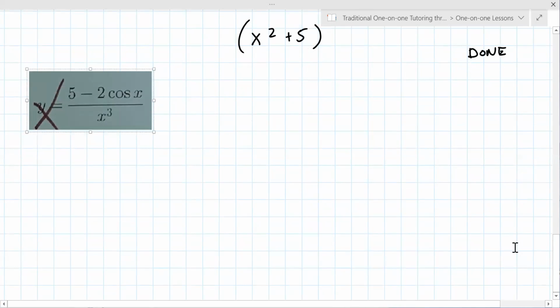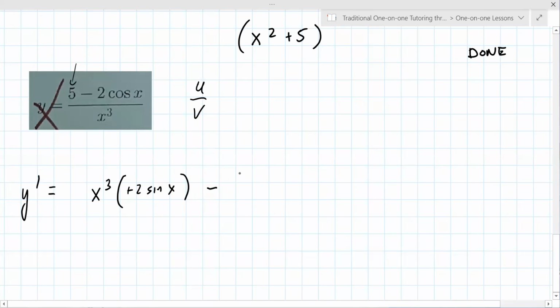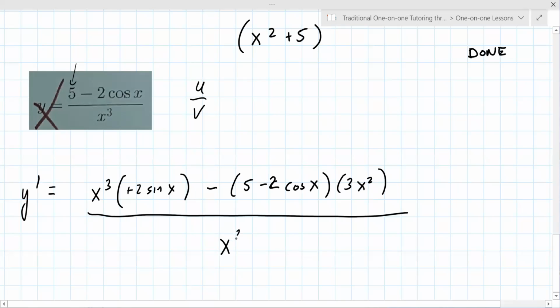Okay, so this is another quotient rule, u over v. The derivative is the bottom times the derivative of the top. So what is the derivative of a constant? Of that 5, just a constant? Oh, 0. And then this minus 2 goes with that, so it's minus 2 times the derivative of cosine, which is? Negative sine. So that becomes plus 2 sine x, minus the top times the derivative of the bottom. The bottom is 3x squared, all over the bottom squared.